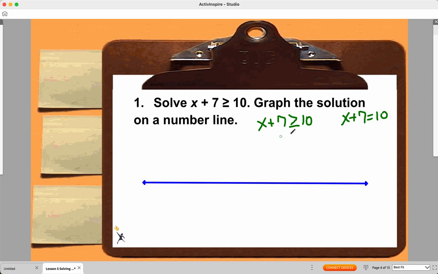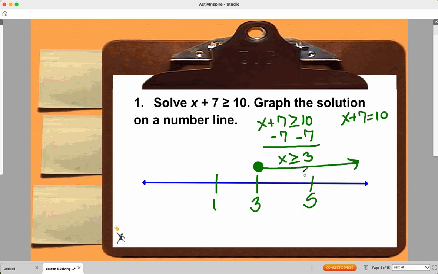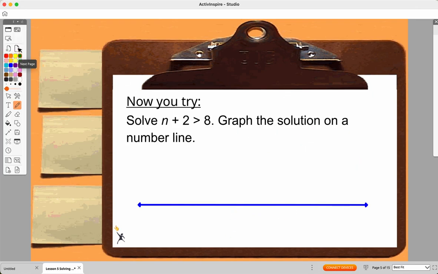So how do I get rid of a positive 7? With a negative 7, and we do it to both sides, thanks to the properties of equality. x is now greater than or equal to 3. So we'll graph it with 3, 1, and 5 here. Greater than or equal to, I've got a closed circle going off to the right. That's my answer.